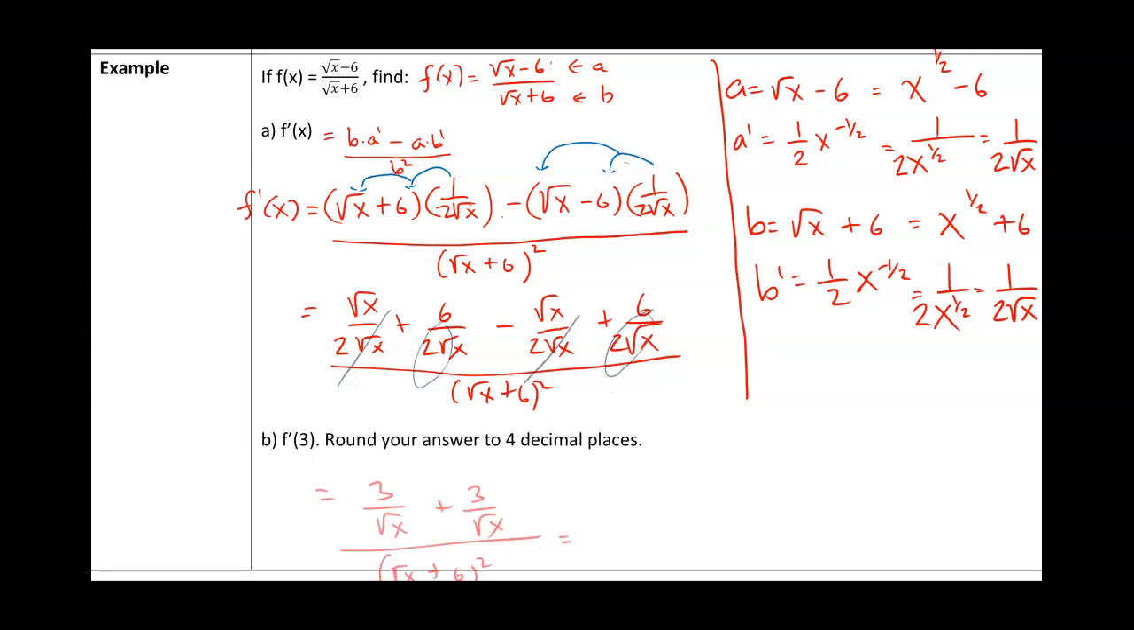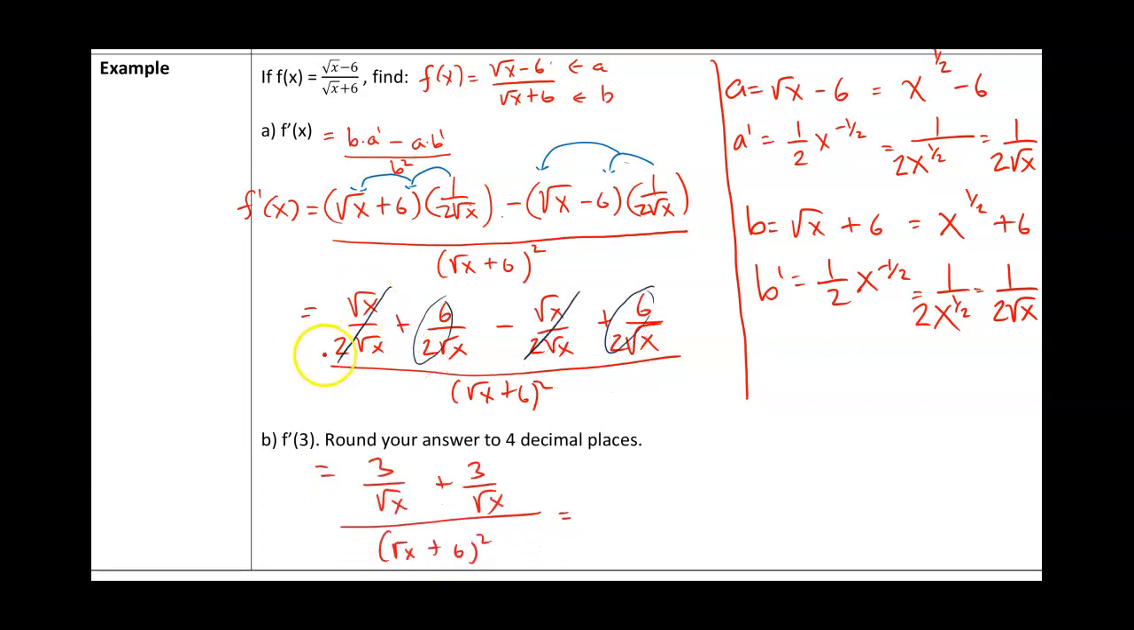If we simplify this a little bit more, the radical x's cross out. 6 divided by 2 just gives you a 3, so we have 3 over radical x. And then here, the radical x over radical x, those cross out.